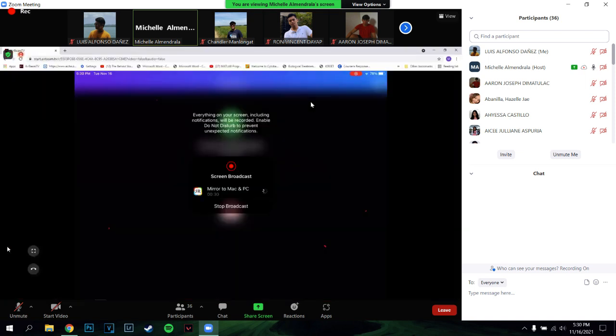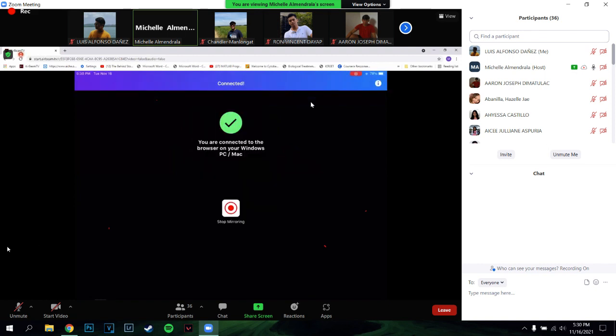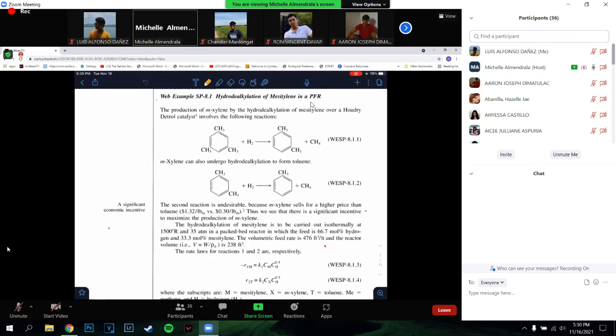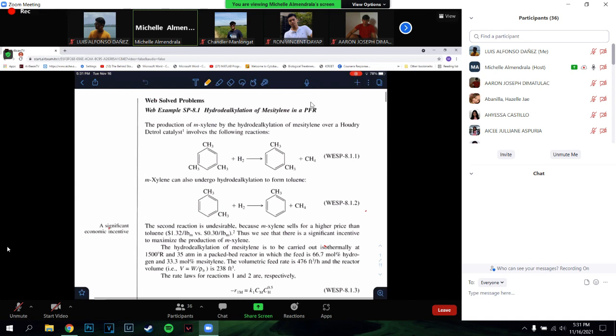So this is already mirroring my iPad. And this is your problem. Everybody can see this problem, right? Yes, ma'am. Okay. You can find this in Fogler. There are three problems, but we can only afford one, so you can study the other two problems for multiple reactions.